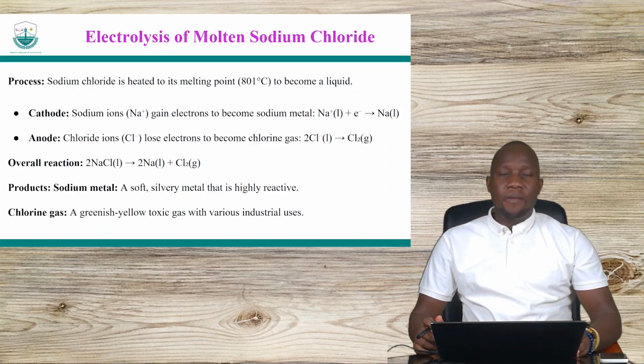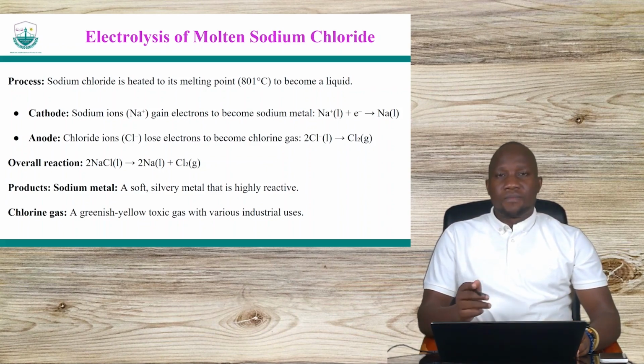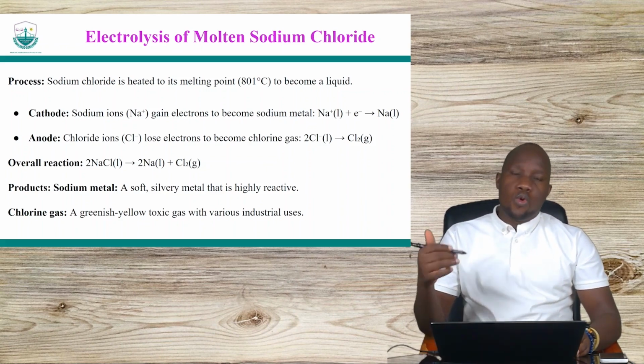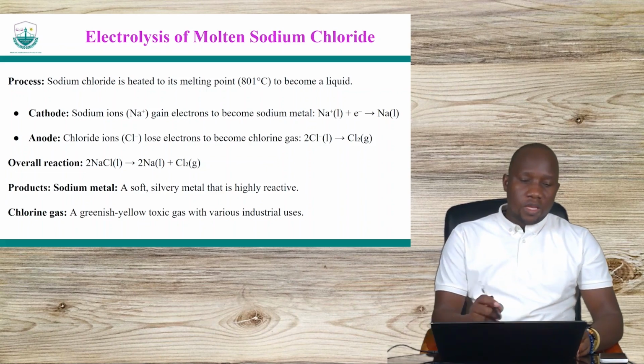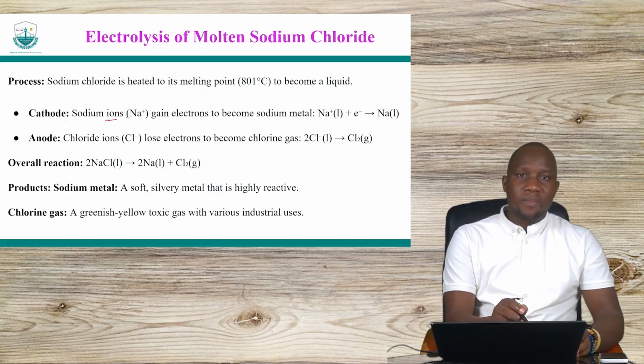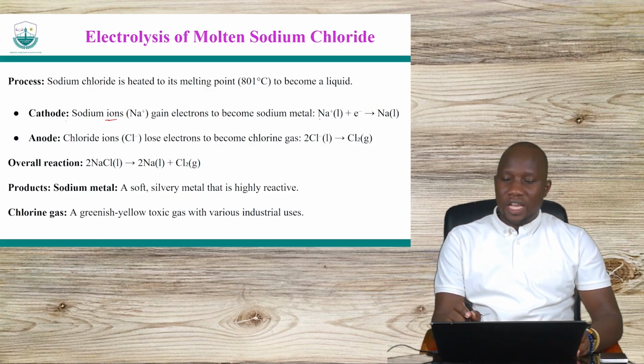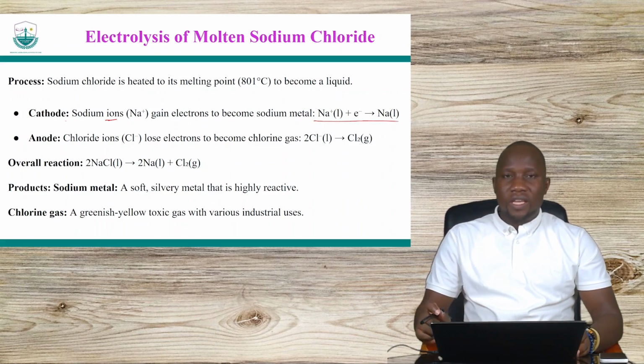Okay, so remember that you will have the positively charged ions moving to the cathode. So at the cathode you'll find the sodium ions because they're positively charged. And what will happen at that point is that they will get discharged.